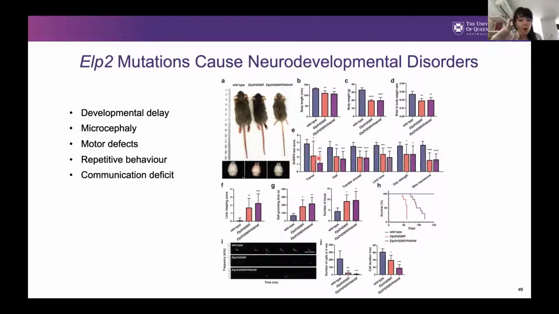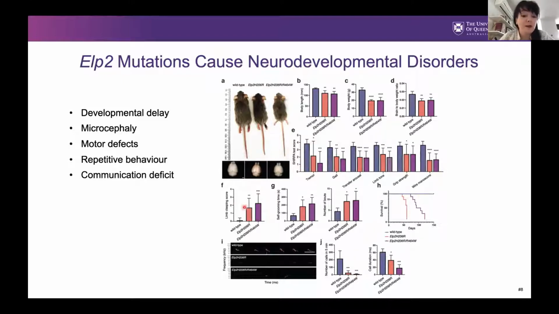We further modeled these mutations in mice and found that the mice have a very similar phenotype to this clinical phenotype, and there is a global developmental delay. There is a reduced body length and weight in the mice. They are just reduced in size. But based on body to brain weight ratio, we find that these mice also have microcephaly. Then based on behavioral tests, we saw that there are severe motor defects in the mice.